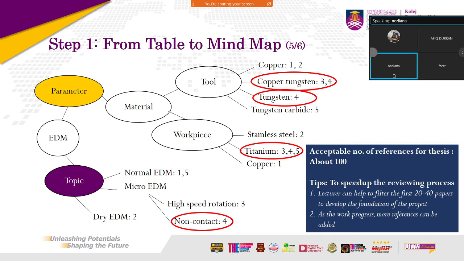So from this information ataupun from this mind map, you can easily get a bigger picture on what are the information that you have read, kemudian the relationship or the contrast. Okay, contoh, there is a number here. Number here is referring to the paper number. Okay, awak baca nombor 1 tadi on normal EDM, material dia copper, tool material, workpiece dia pun copper, right? So here you label normal EDM, ada orang lain atau researcher lain juga buat dalam paper nombor 1 dan nombor 5. So this is how you can track back lah your paper.